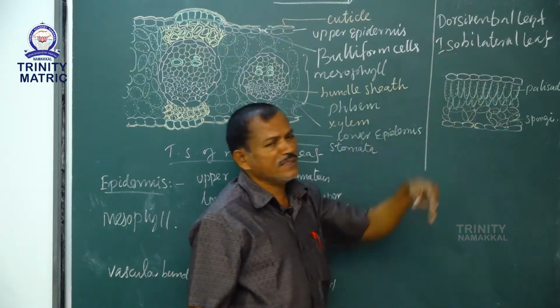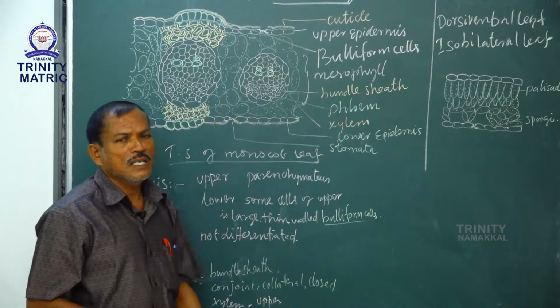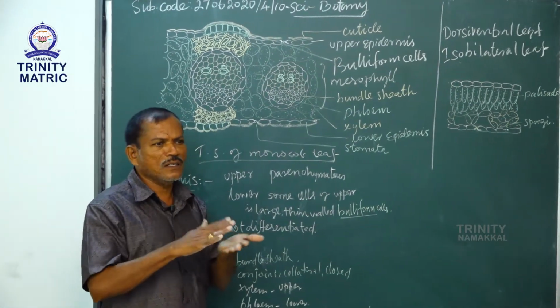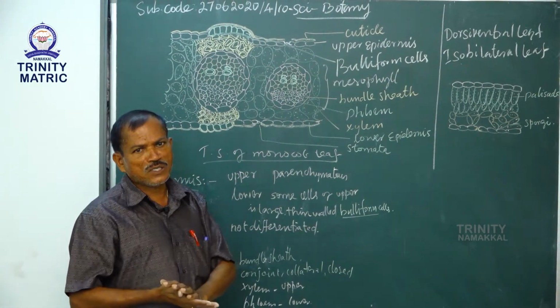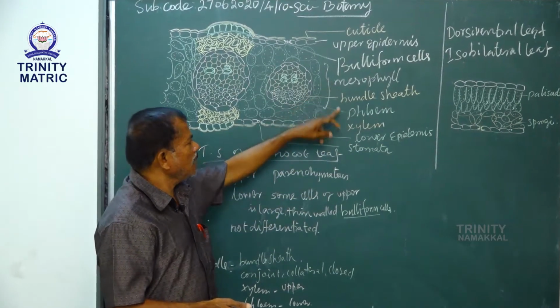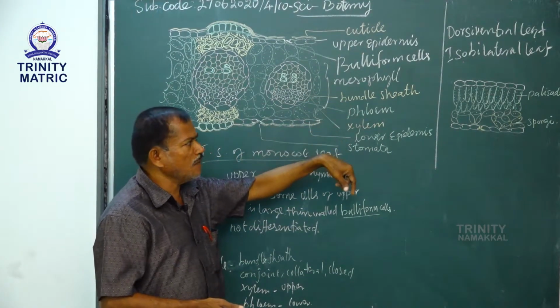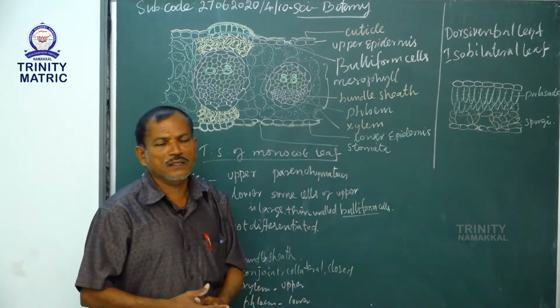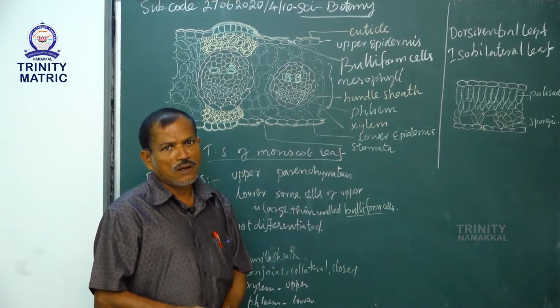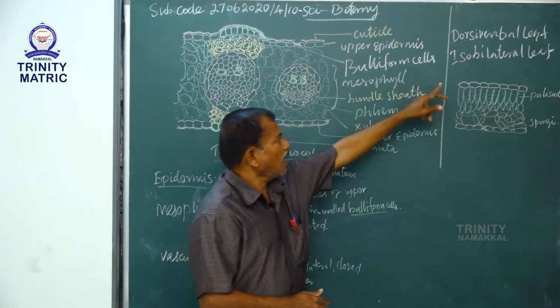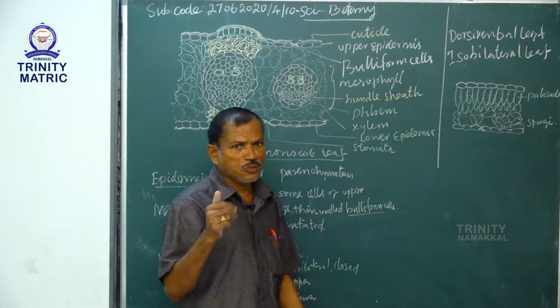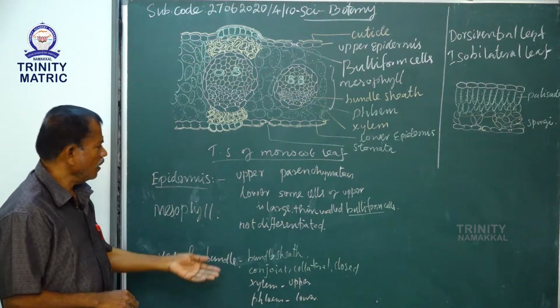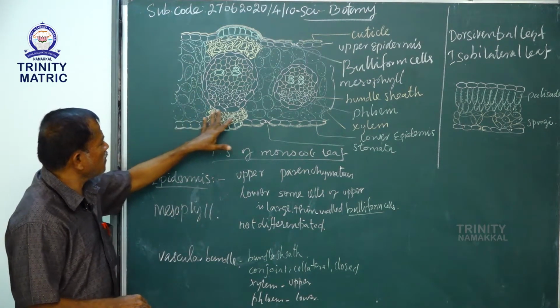But what is a dorsiventral leaf? A dorsiventral leaf shows upper and lower epidermis, and the mesophyll consists of palisade parenchyma and spongy parenchyma. All dicot leaves are called dorsiventral leaves. All monocot leaves are called isobilateral. Sometimes this is asked in a 2-mark question. And the mesophyll is made up of similar cells.